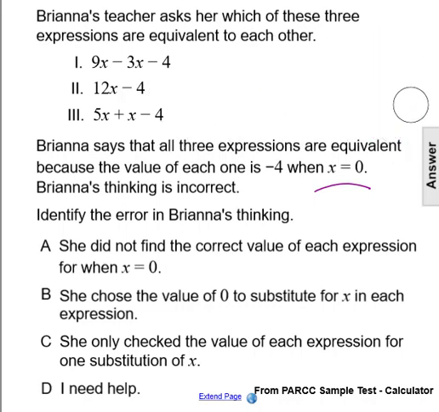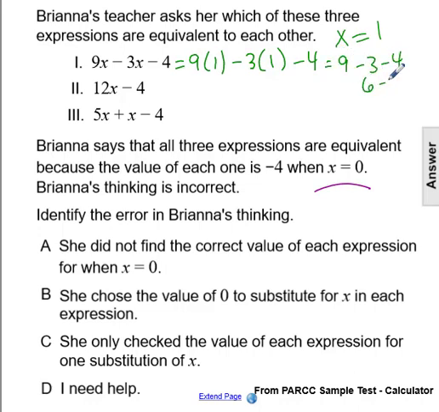For example, let's start with when x equals 1. So if x equals 1, the first expression would then be 9 times 1 minus 3 times 1 minus 4, which is 9 minus 3 minus 4, which is 6 minus 4, which is 2. So when x equals 1, the first expression has a value of 2. Now, if we substitute in x equals 1 in the second expression, that would be 12 times 1 minus 4, which is 12 minus 4, which is 8.